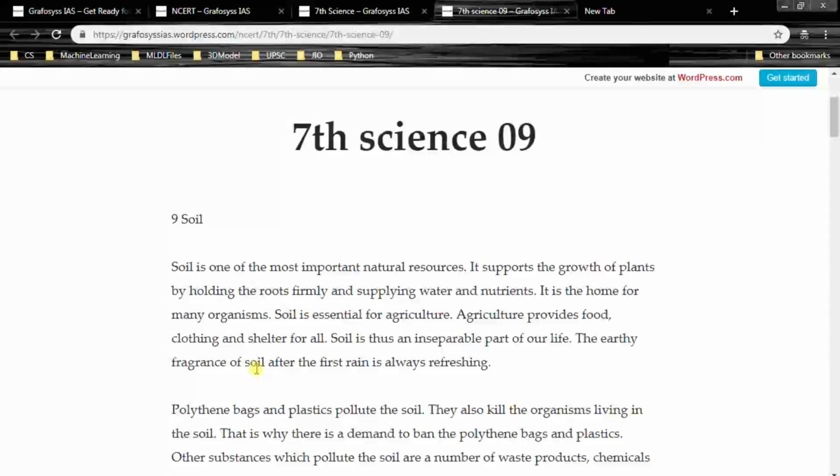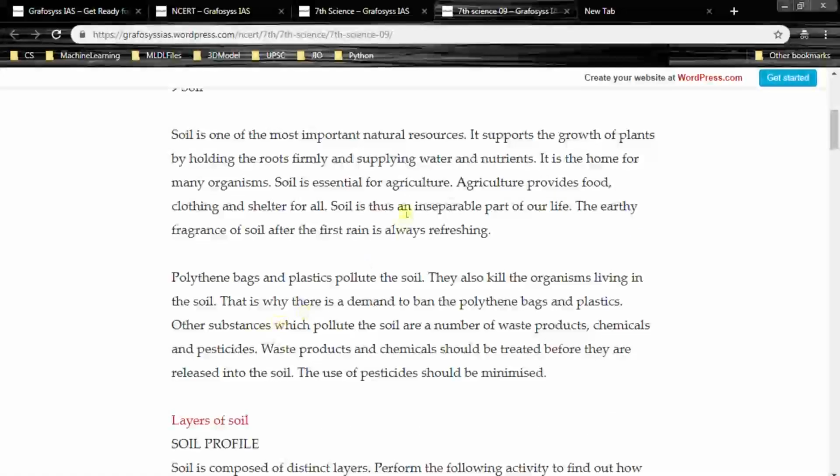There will be some light soil smell, right? And also, yes, agriculture provides food, clothing and shelter. Then what else? Yeah, polythene bags and plastics pollute the soil.